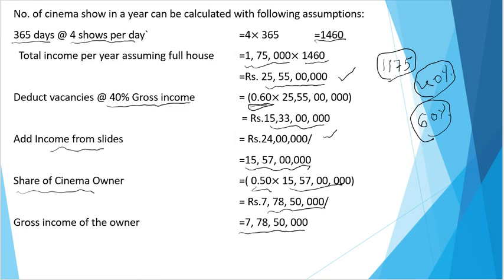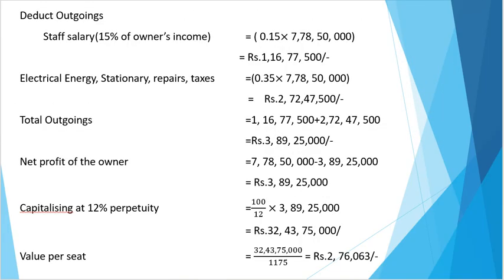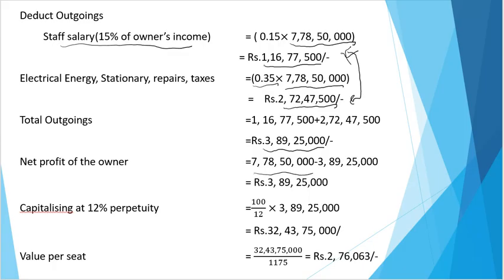So now, what else is given to you? Outgoings. Staff salary is given as 15% of the owner's income, means 15% of 7 crore 78 lakh 50,000, which is 1 crore 16 lakh 77,500. Electrical energy is 35% of 7 crore 78 lakh 50,000, which is 2 crore 72 lakh 47,500. So for total outgoings, you add these two. Total outgoings are 3 crore 89 lakh 25,000. So the net profit of the owner is 7 crore 78 lakh 50,000 minus 3 crore 89 lakh 25,000, so 3 crore 89 lakh 25,000 is the net profit.